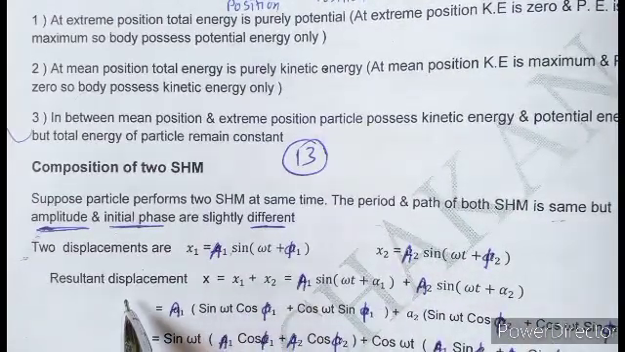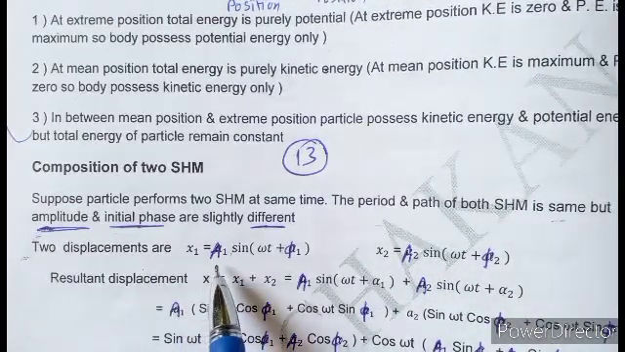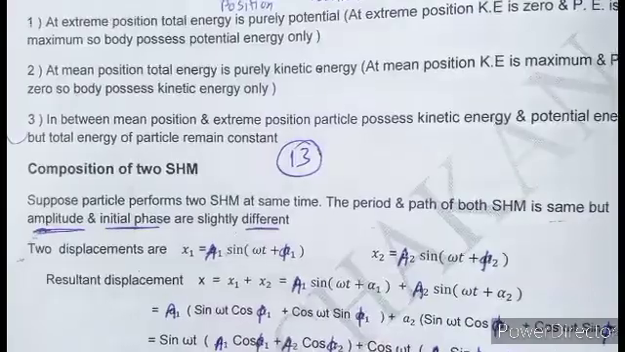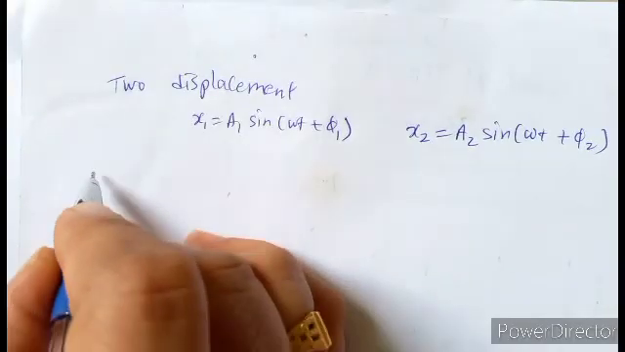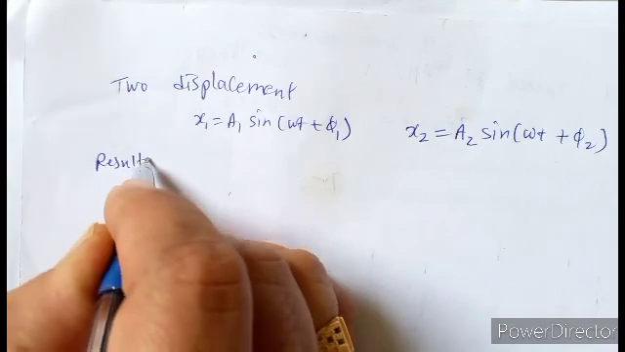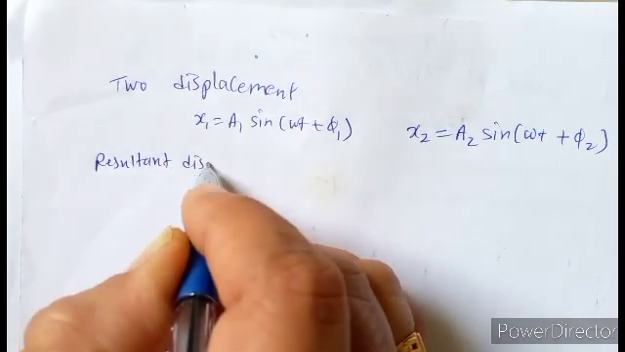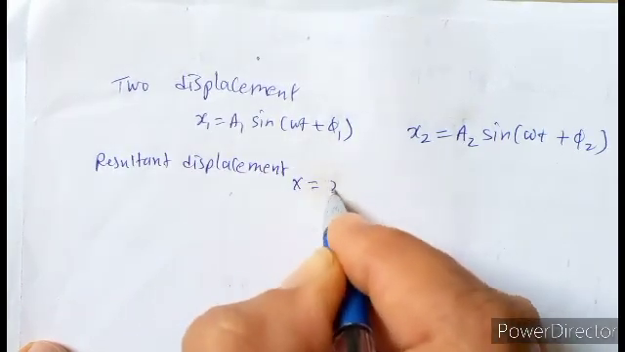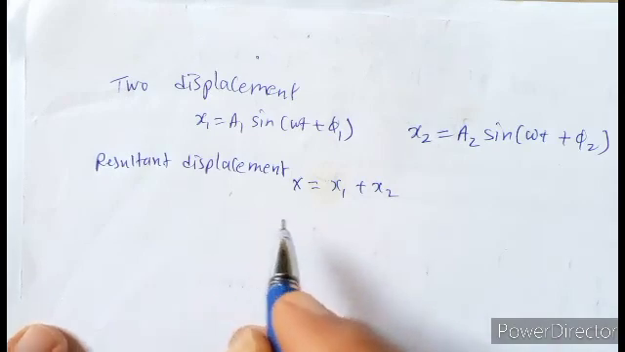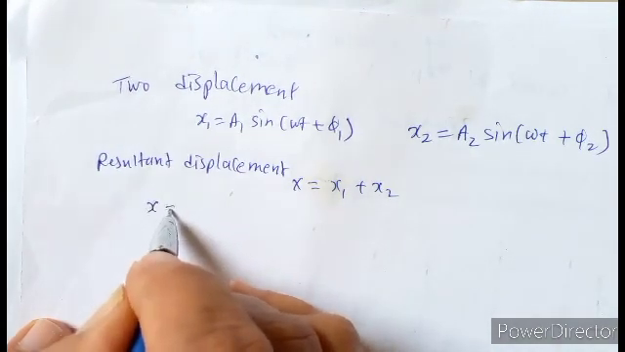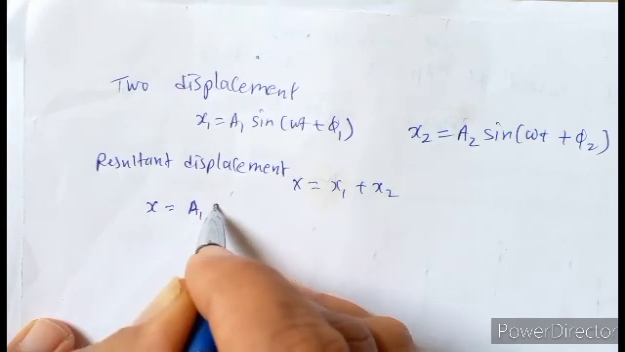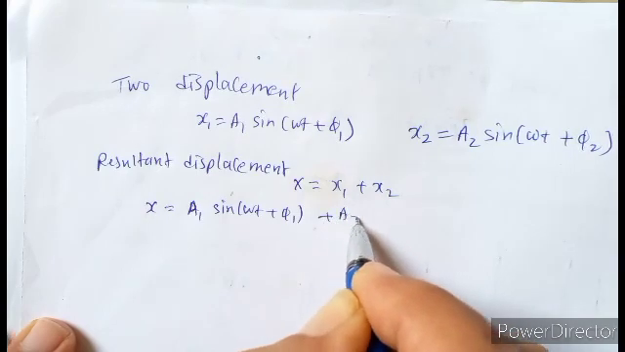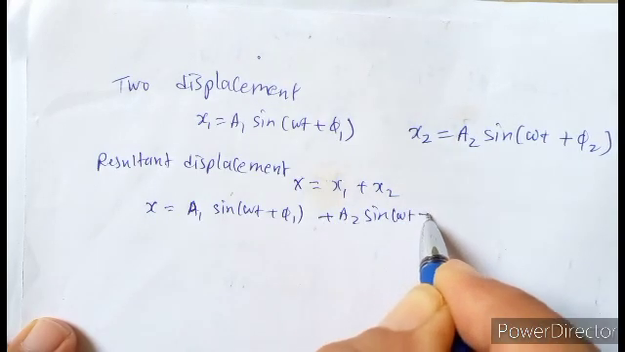Using that, now we calculate the resultant of these two displacements. So resultant displacement x is equal to x1 plus x2. Substitute the value of x1 and x2. So x is equal to a1 sin omega t plus phi 1 plus a2 sin omega t plus phi 2.